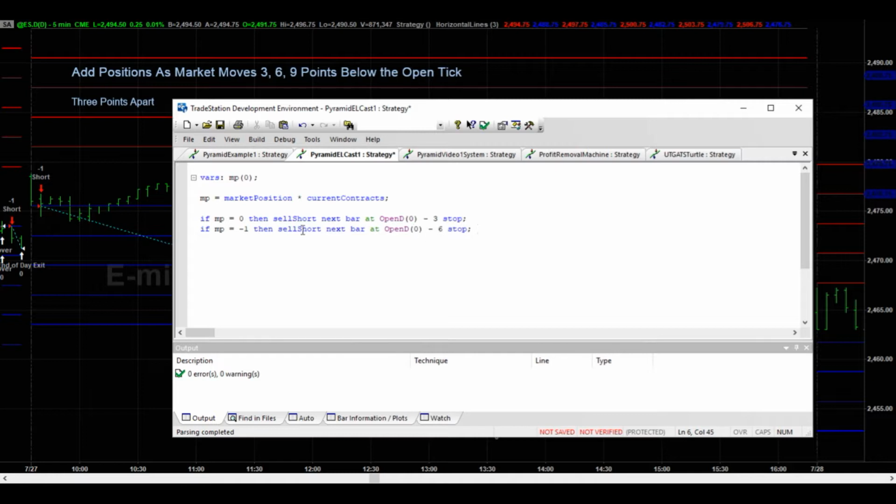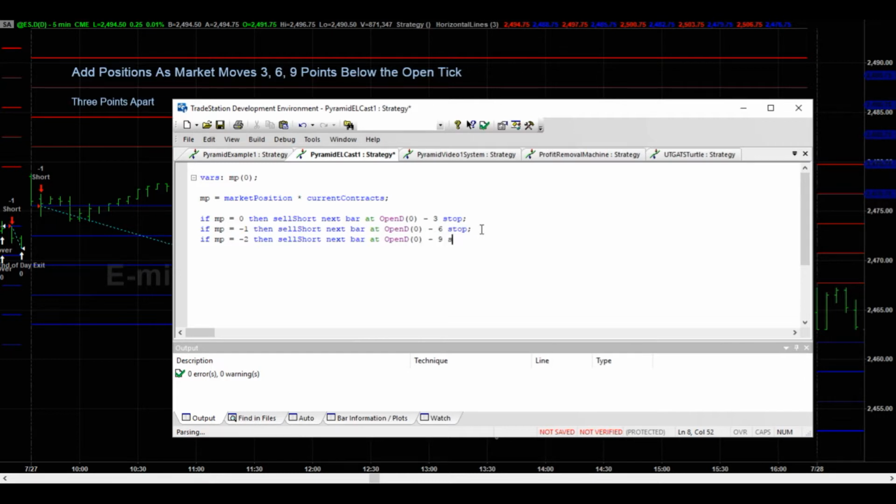So now, if market position is equal to 1, then I want to sell short at open minus 6, which would be right here. And then we're going to follow the same logic. It's very straightforward, very reasonable. If market position equals -2, then I want to sell short next bar at open of day minus 9 points.